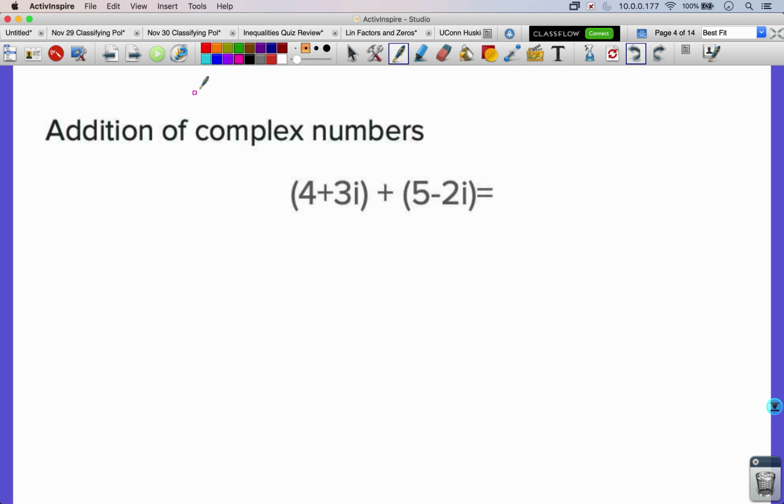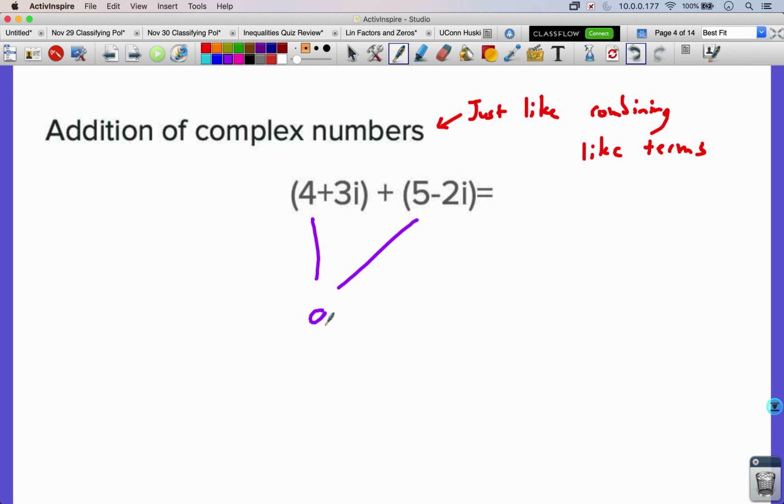All right, how do we add complex numbers? So here's what I have to say about adding complex numbers. It is just like combining like terms. The parentheses aren't really even needed here, except they're keeping the complex numbers together. We can drop those parentheses, and the 4 and the 5 combine to be a 9. The 3i and the negative 2i become a minus i. And there you go. That is your final answer.